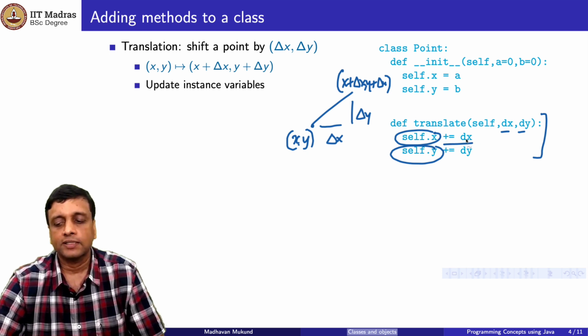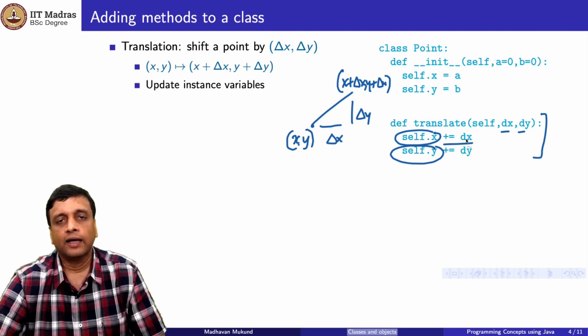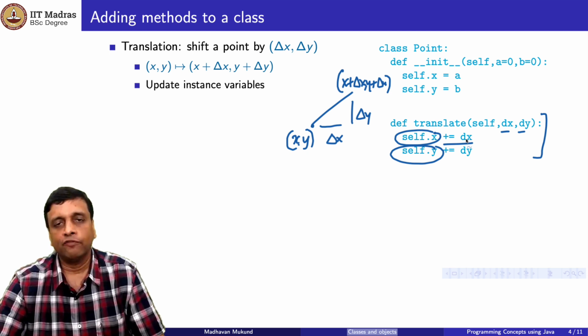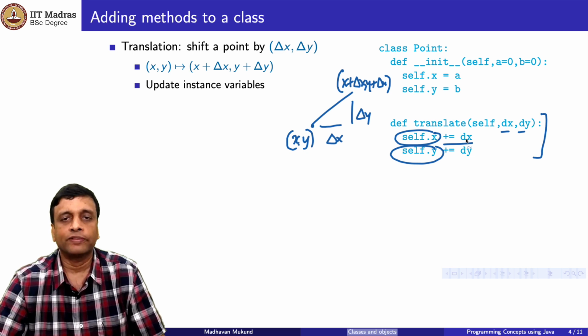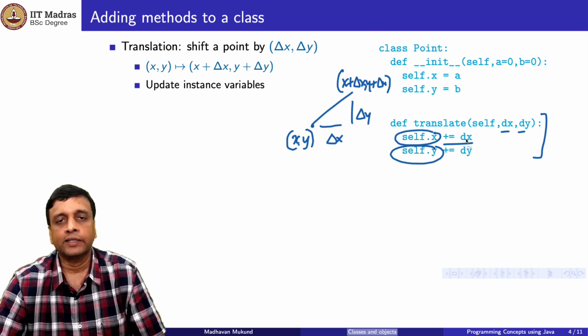So that's what this does. This is self.x equal to self.x plus dx, and self.y equal to self.y plus dy. So this is a method that we now associate with this class. Every point will now have a translate function which will take the instance variables of that point and translate it by the amount specified.